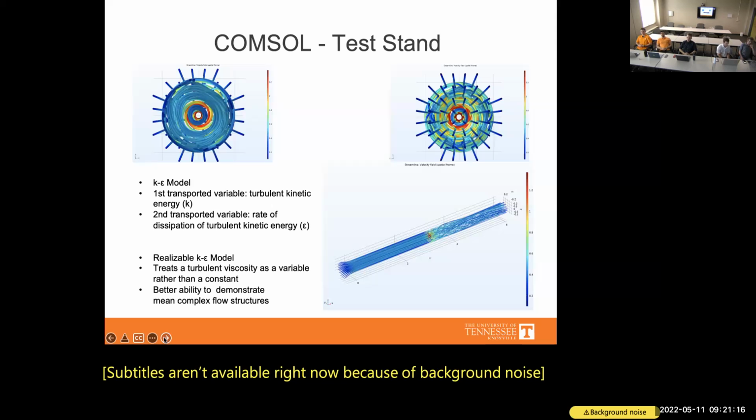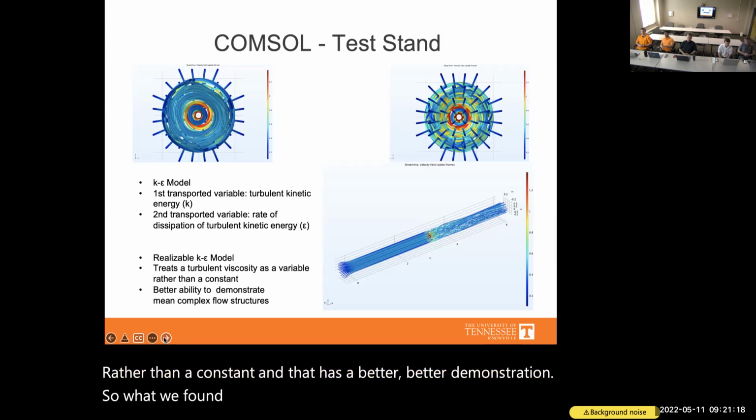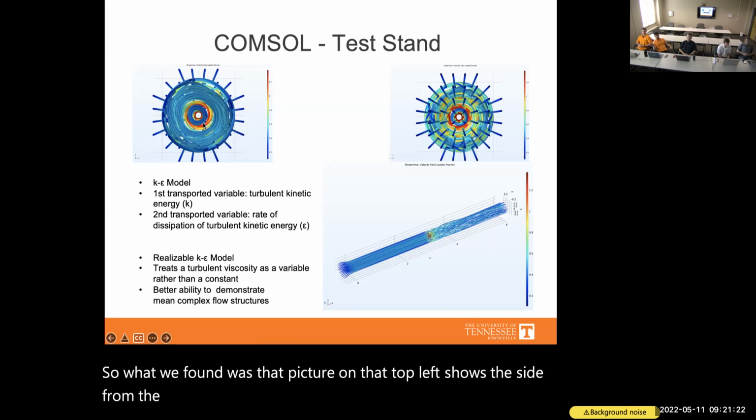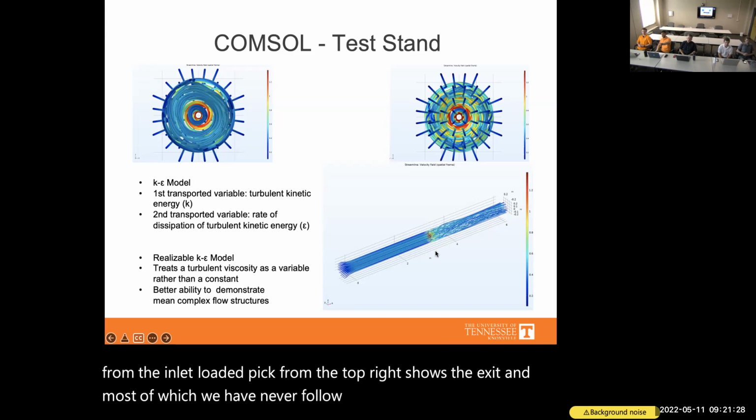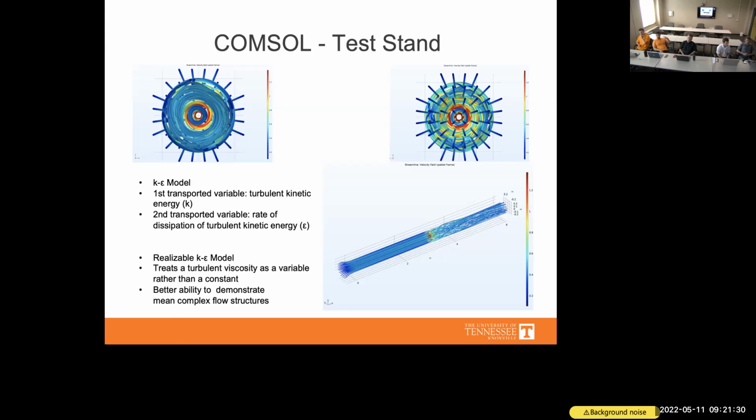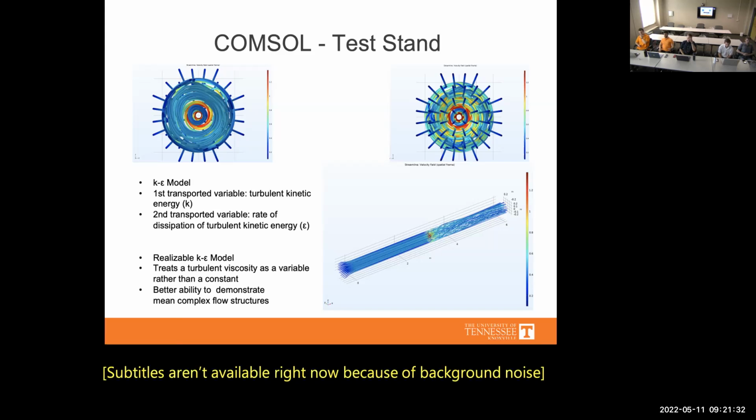So what we found was that the picture on the top left shows the side from the inlet, where the picture on the top right shows the exit. And we have laminar flow up until we hit our blender, at which point there begins to be significant mixing. And we found that there was still effective mixing towards the end of the duct at 15 feet.